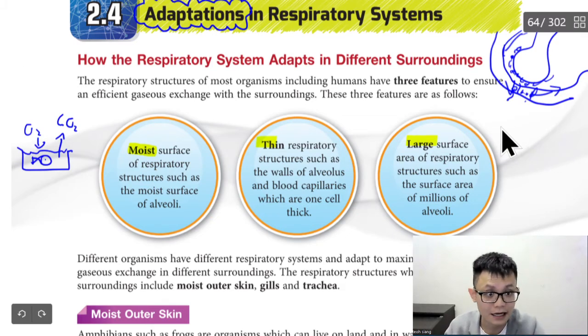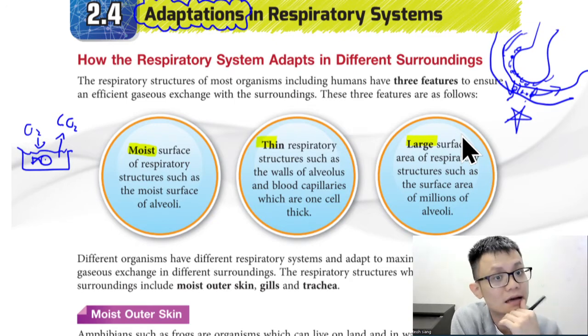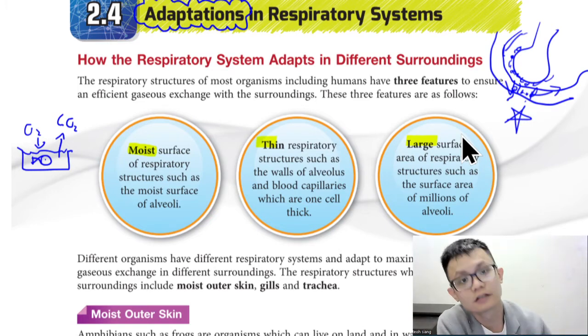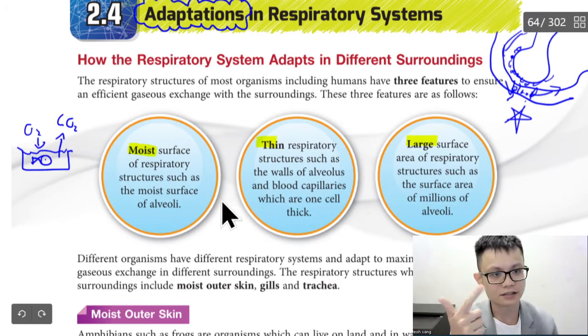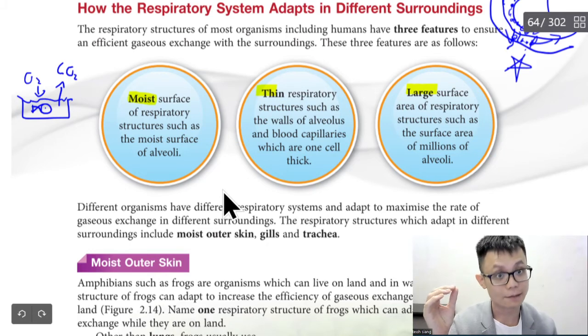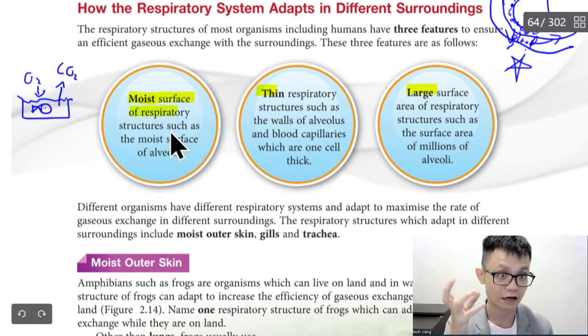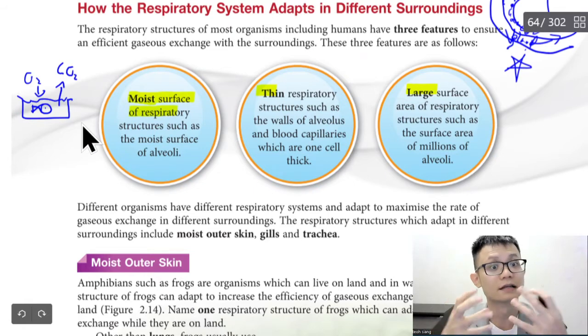The exam will usually ask what three features help to ensure efficiency of gases exchange. A student will say one word each: moist, thin, large, and then you will get it wrong. You cannot say it like that. At least it must be a sentence. So you can say: moist surface of the alveolus to allow the gases exchange.